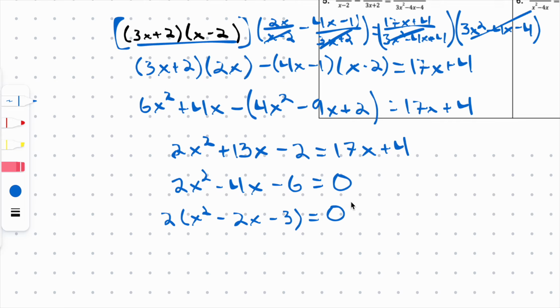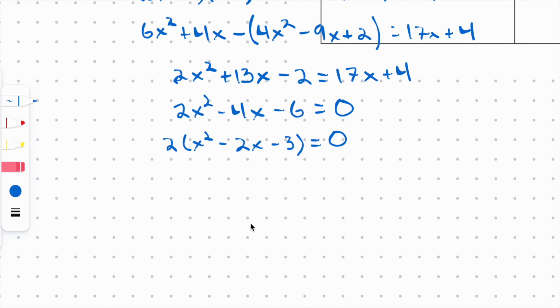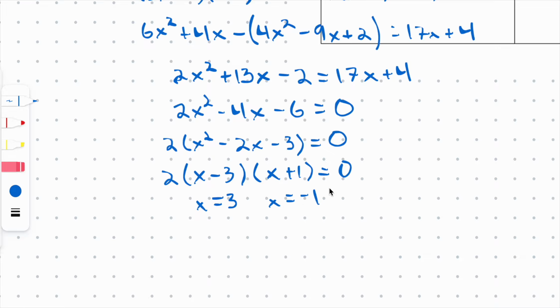And then factor that inside parentheses. So we're left with 2. And then what two numbers add to negative 2 and multiply to negative 3? Well, it's going to be -3 and +1. So we have (x minus 3)(x plus 1) equals 0. And then what two values of x make this equation true? Well, we set each of these parentheses equal to 0, and we find that x equals 3 and x equals -1. But again, we need to check for extraneous solutions.